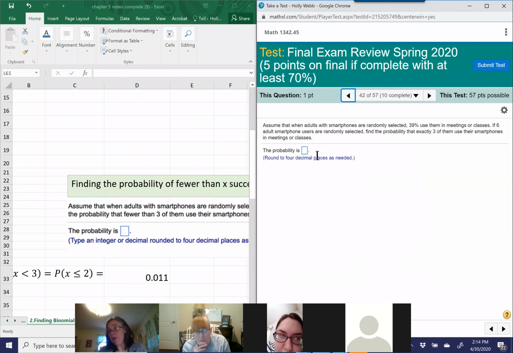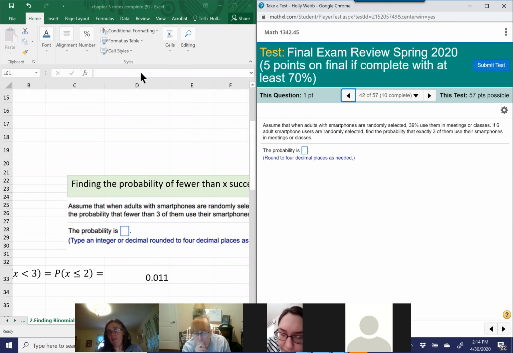So this is a binomial distribution. I know that because it's giving me a fixed number and a probability for success. It says when adults with smartphones are randomly selected, 39% of them use them in meetings and classes. Also, this is binomial because either they use their cell phones or they don't, so there are 2 outcomes, and you get a fixed number of trials and they're independent. So I know this is binomial. And this says find the probability that exactly 3 of them use their smartphones in class.